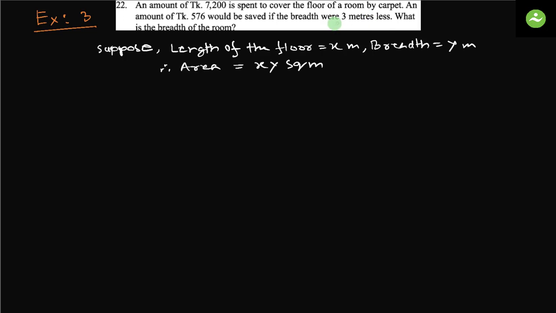And when the breadth will be 3 meters less, length will remain same. So when breadth equals y minus 3 meter, area will be equals to x into y minus 3 square meter.